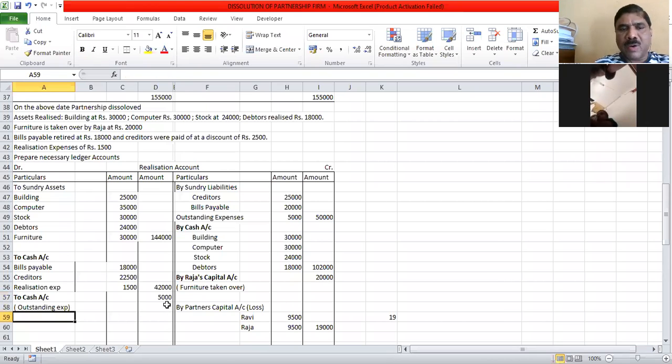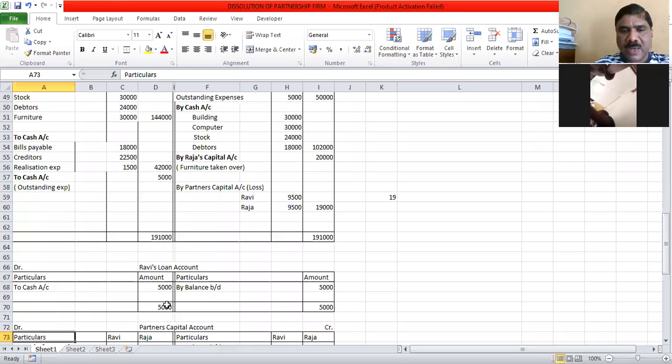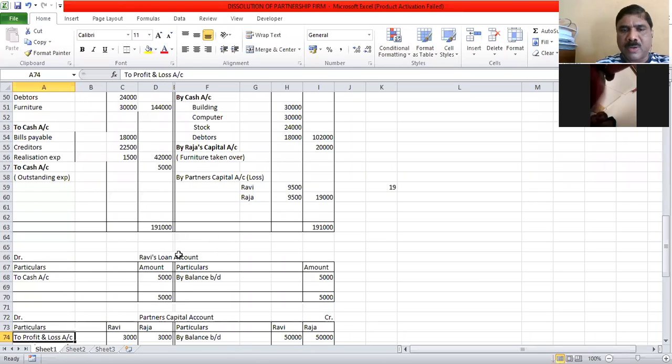After paying all the outsider liabilities, we have to see if there is any partner's loan to be paid, and that is to be paid first before settlement of the partners' capital accounts. So that cash will be paid and the cash account will be credited. Then we have to find out the profit or loss on the realization. Usually realization shows a loss because the firms are closed because of loss. The loss will be debited to the partners and credited to the realization.